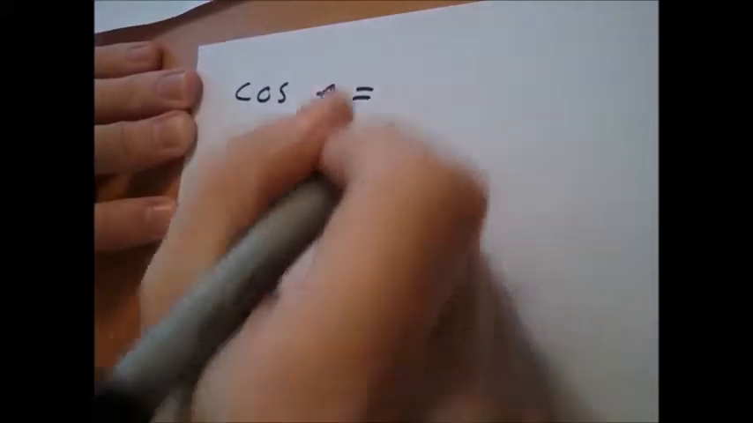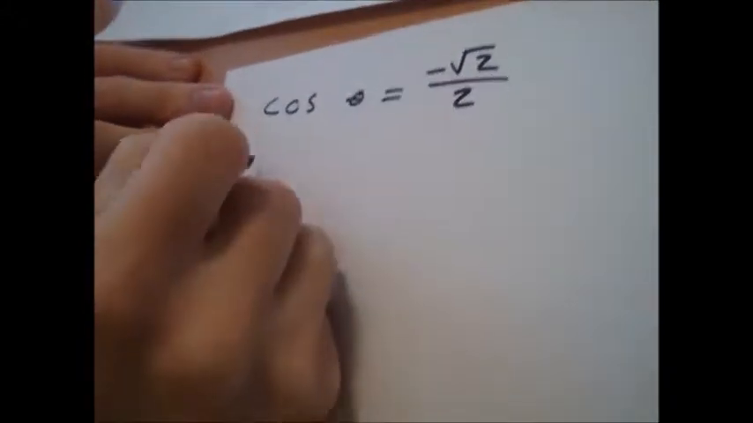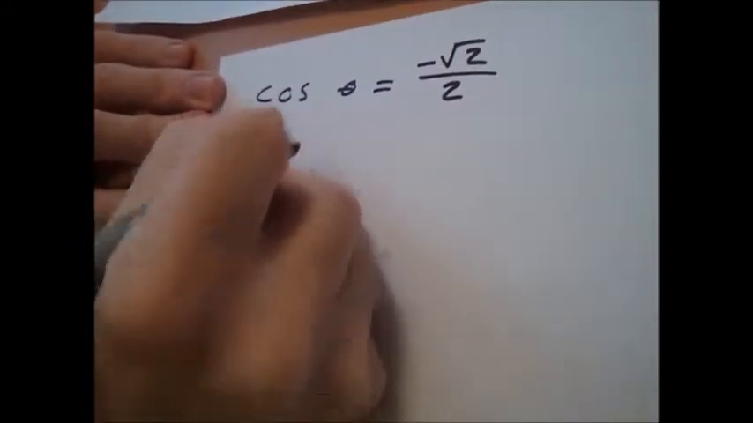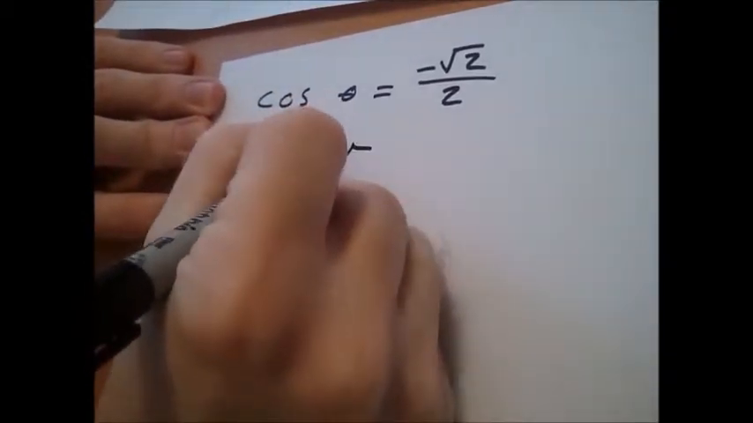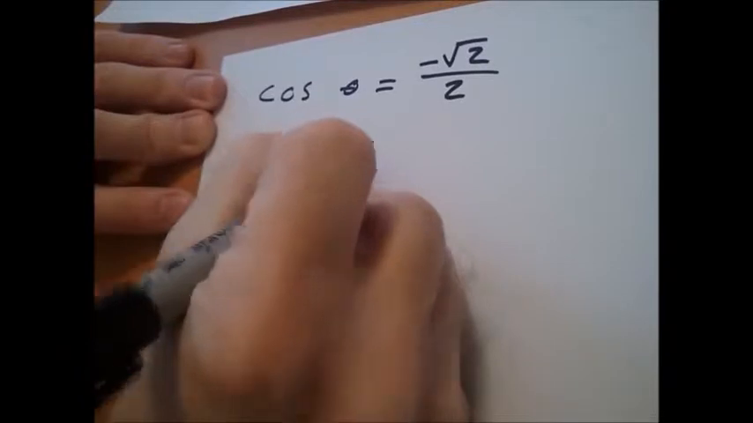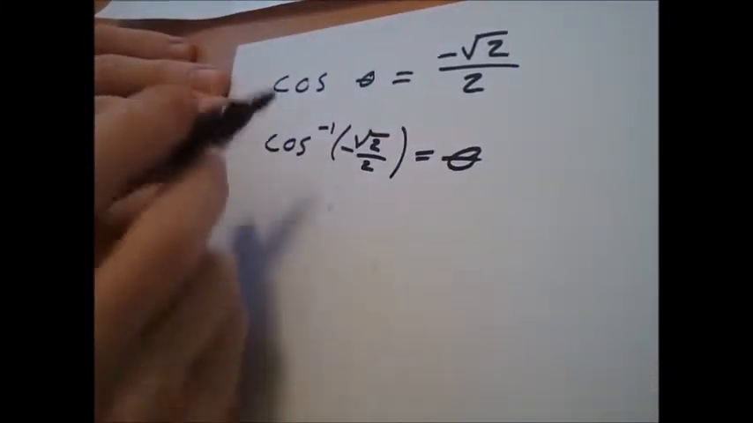So if I've got something that the cosine of theta equals, let's say I need to find negative square root of 2 over 2, okay? And this can be the same thing as inverse cosine of negative square root of 2 over 2. We're going to treat these the same way, because we're going to limit our answer here.